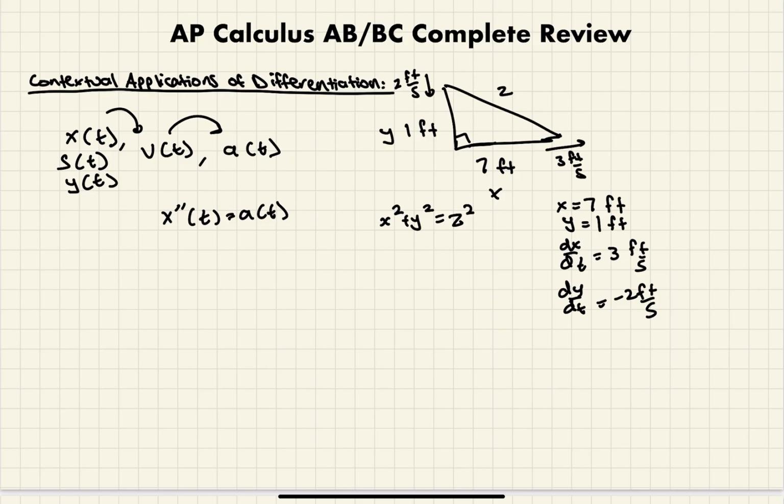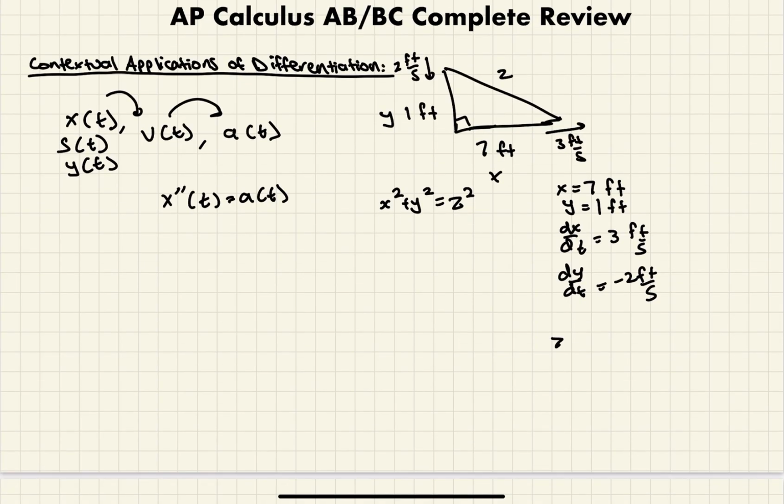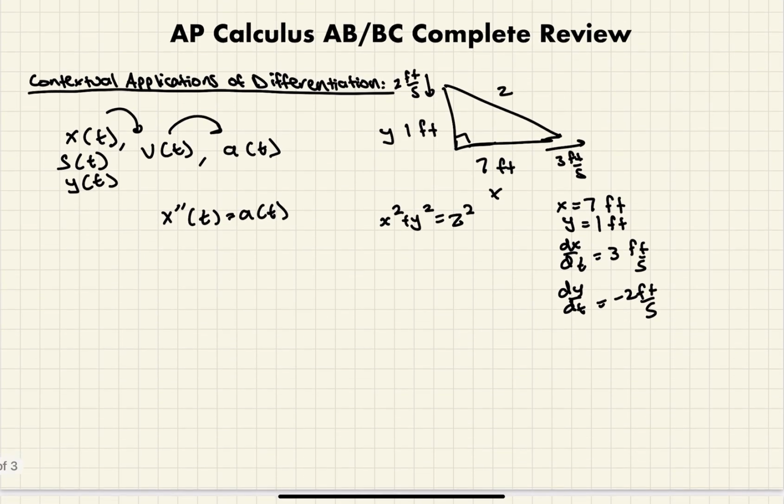So we also know technically what z is just by plugging it into the Pythagorean theorem. It's equal to the square root of 1 squared plus 7 squared, or the square root of 1 plus 49, which is the square root of 50, or 5 root 2. So z is 5 root 2. All right. So what can we do?